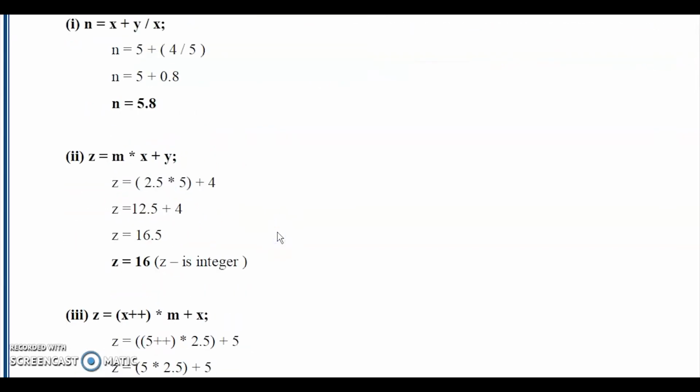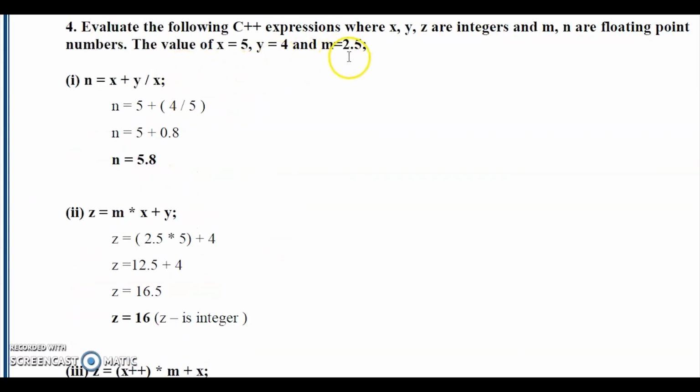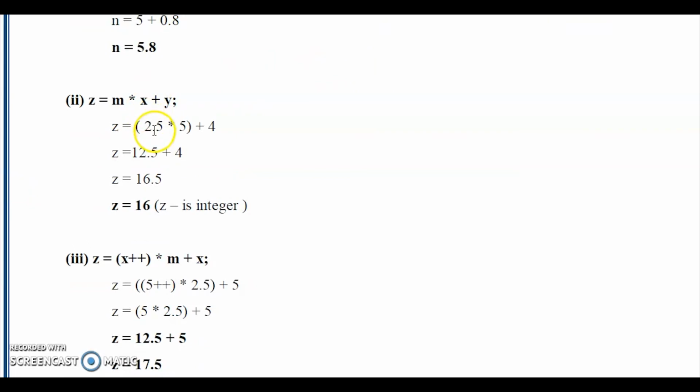And next comes z is equal to m star x plus y. They have given the m value as 2.5. So 2.5 into 5 plus 4. First multiplication will happen. So 2.5 into 5 is 12.5, plus 4 is 16.5. As z is an integer, we have only 16.